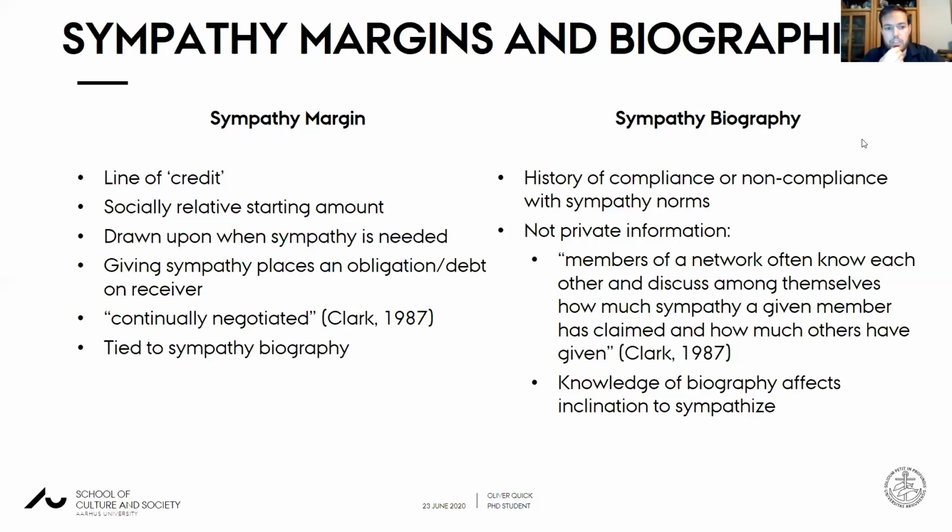This is information you might share with your family such that they don't fall into the trap and enable this person also. And you yourself will probably at some point stop giving them money so they stop buying drugs, ideally, though it doesn't always work out that way. But the knowledge of someone's biography affects your inclination to sympathize. And as I said, this knowledge is not private. It can be, but this is often something that does get discussed. So this will be important for social robots, and I'll come back to this shortly.